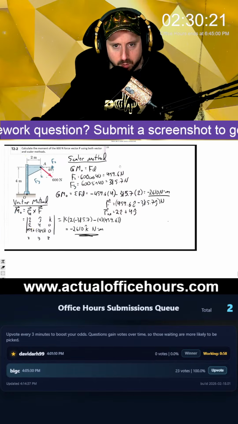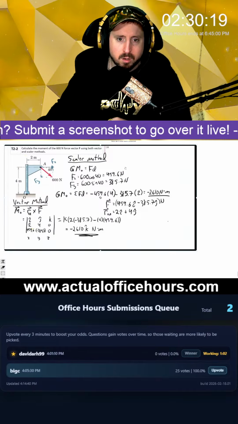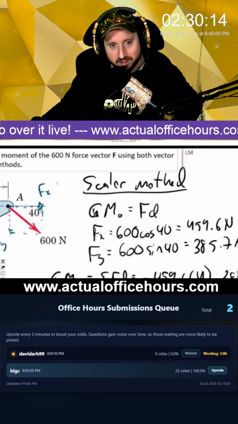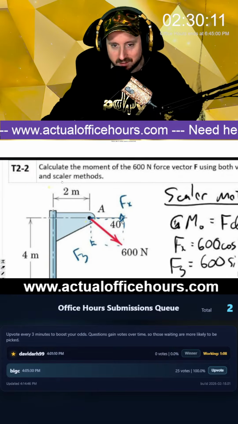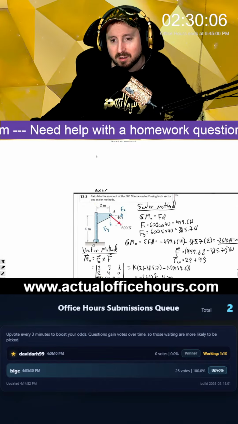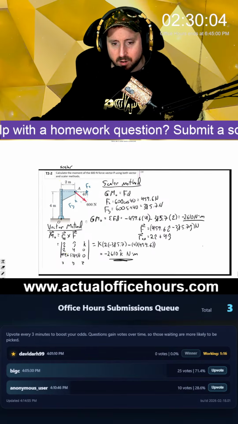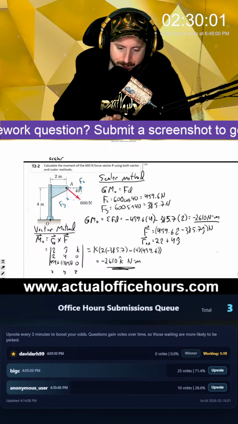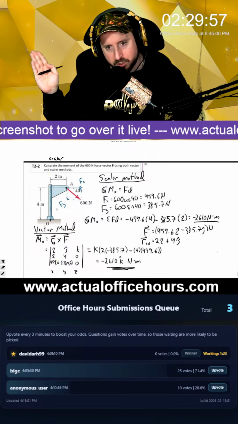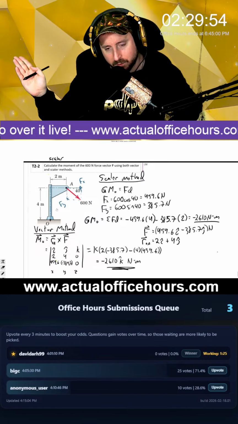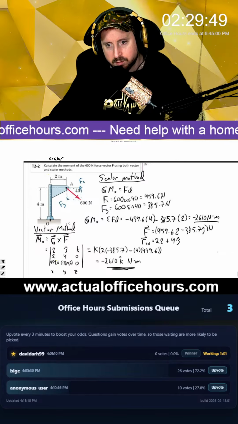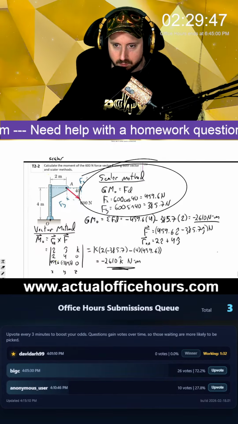Okay. It says calculate the moments of the 600 Newton force using the vector and scalar. Should be scalar, not scalar with an E. It's okay, I think scalar is what they want to say. All right. Yeah, moments is R cross F. I agree. So R is a vector that points from the origin of your rotation to where the force is being applied. And then F is the force being applied.